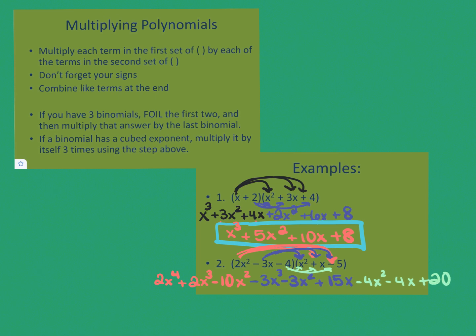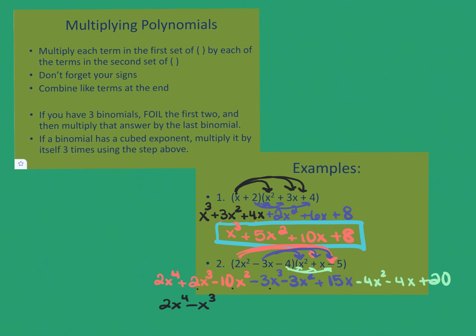Lots of terms, big polynomial. So now we're just very careful as we write our final answer. Left to right sometimes is the easiest. So 2x to the fourth, I don't see any other term with x to the fourth, so I'm going to put it down in my answer. 2x to the third, I see a negative 3x to the third, so I'm going to put those together and get negative x to the third.